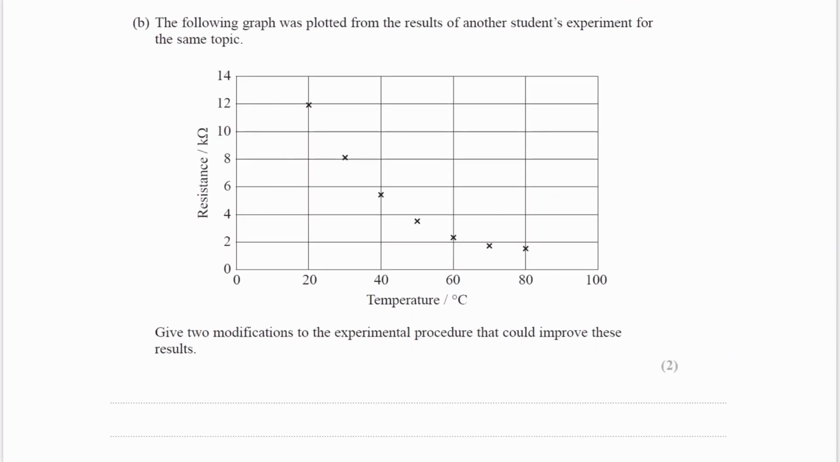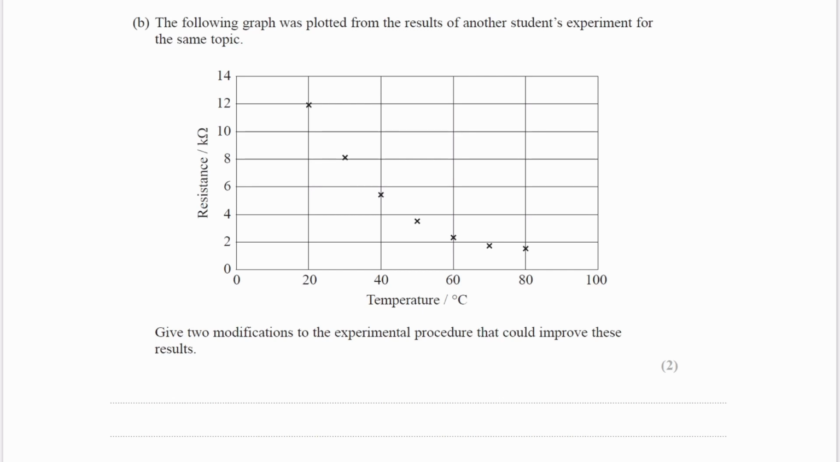Okay, so for the next part, we have the student's results. So we have resistance against temperature. We have a bunch of points plotted. And the question is asking us to give 2 modifications to the experiment that could improve the results. So a couple of things. We don't have a large range of data. We don't have any data between 0 and 20 degrees Celsius, and we don't have any data between 80 and 100 degrees Celsius. So we can increase the range of temperature values over which we take resistance readings. So that could be 1 point.